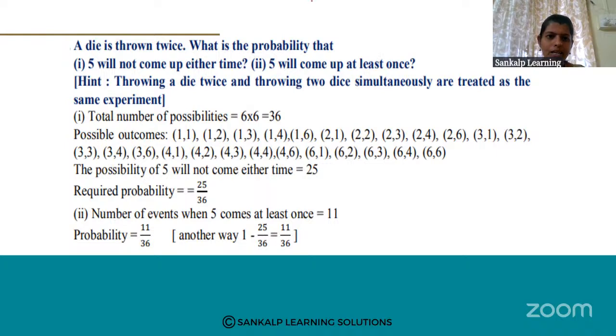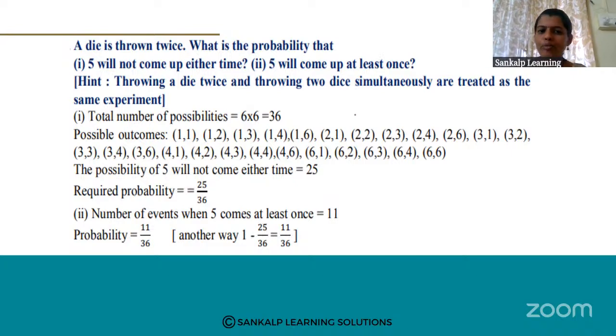A die is thrown twice. What is the probability that 5 will not come up either time? Or 5 will come up at least once. See, throwing a die twice and throwing 2 dice simultaneously are treated as the same experiment. So one die is thrown twice. One die we are throwing 2 times. So what is the probability that 5 will not come up either time?